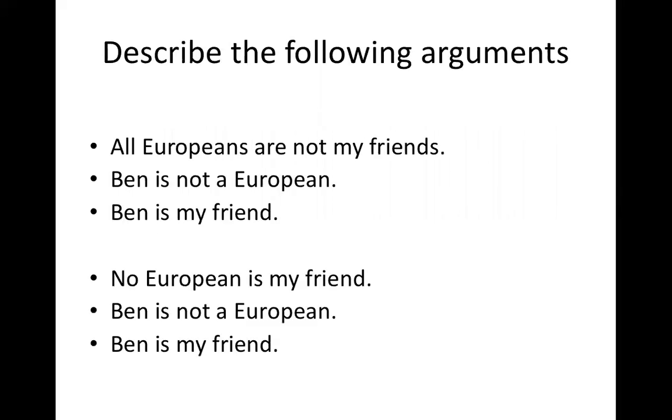All right, so describe the following arguments. All Europeans are not my friends. Ben is not a European. Ben is not my friend. What kind of argument? If you want to know what kind of argument it is, you can reform it into the one below. No European is my friend. Ben is not a European. Ben is my friend.